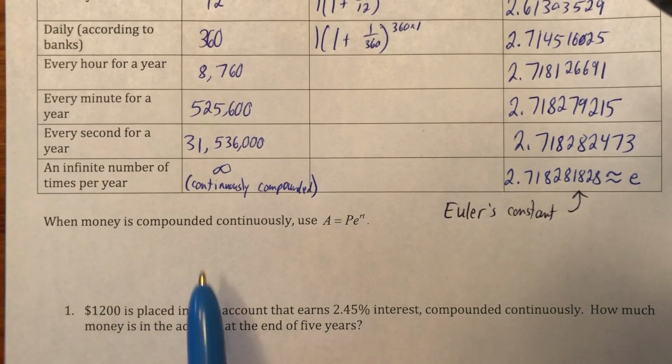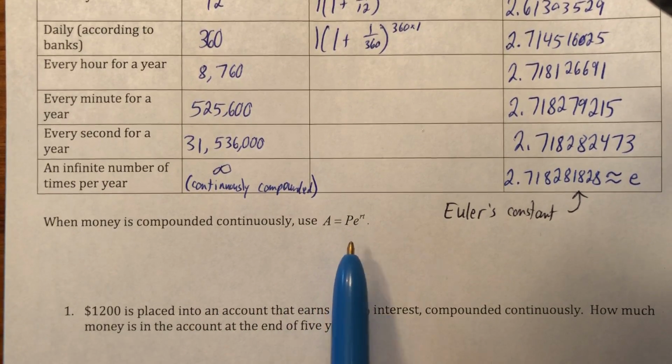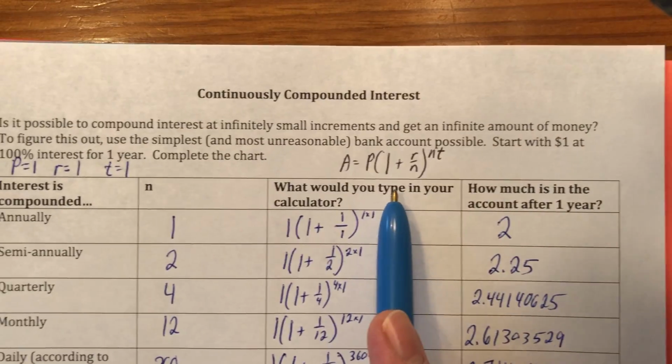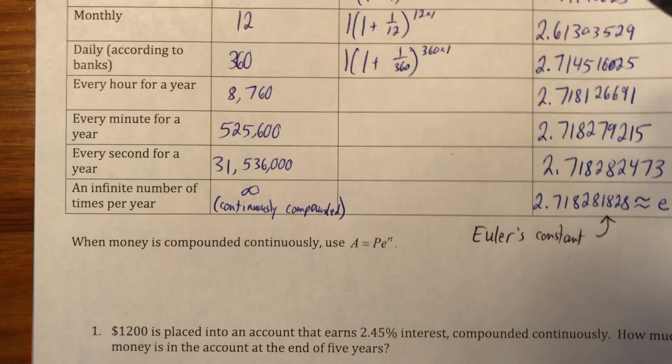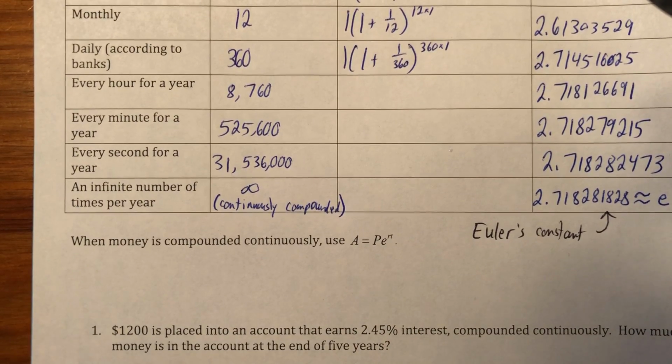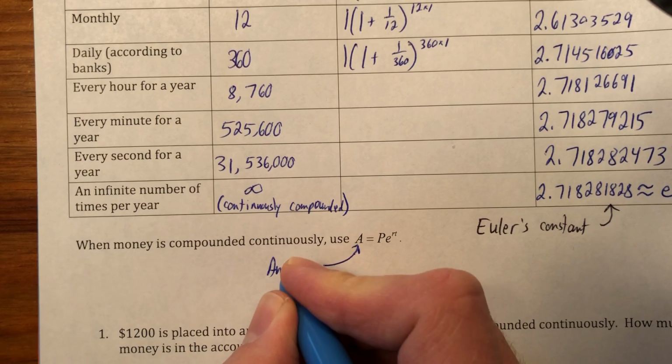Okay, so when money is compounded continuously, we're going to use this formula. So in a previous lesson, we dealt with this formula when it was like annually or semi-annually or quarterly or monthly. And now we're going to use this formula. So same stuff applies, like A is the amount after time has elapsed.